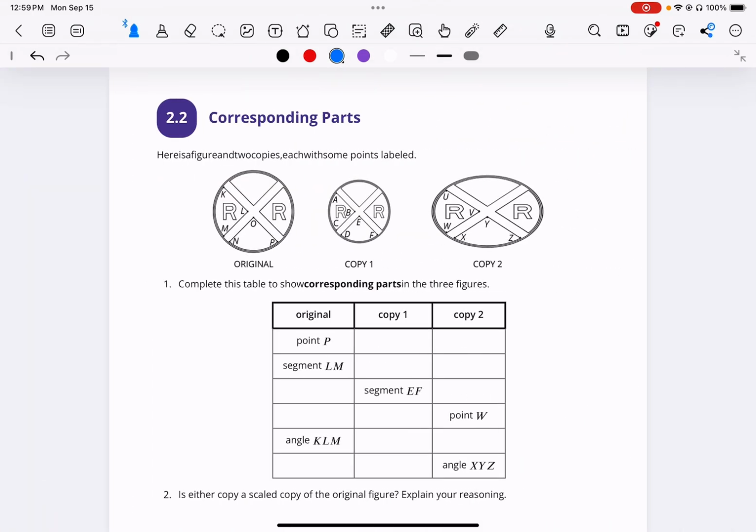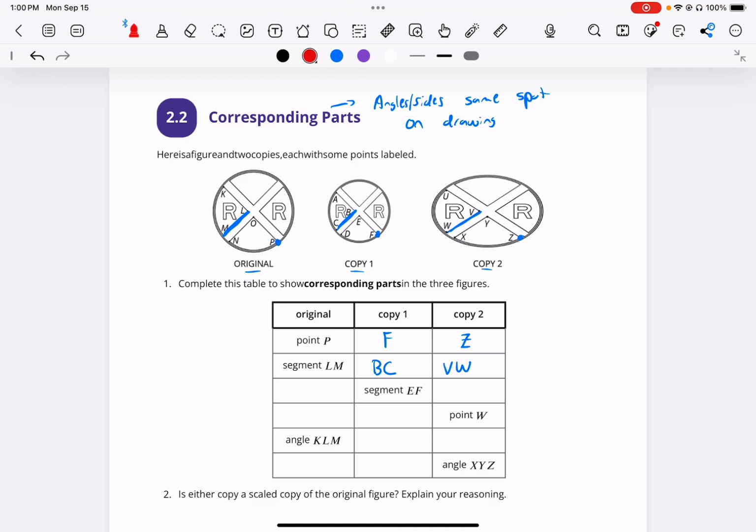Now, we're going to use these two figures. We have the original and two copies, and we're going to talk about the corresponding parts. Corresponding parts are parts, meaning angles and sides, that are in the same spot on our drawings. So if we look at point P in our original, point P is on this bottom right corner, so that will correspond to point F in copy 1 and point Z in copy 2 because they fall in the same spot. Segment LM, that's a line, so LM is on this slice on the left and it's the bottom part, so that will correspond to segment BC and to segment VW.